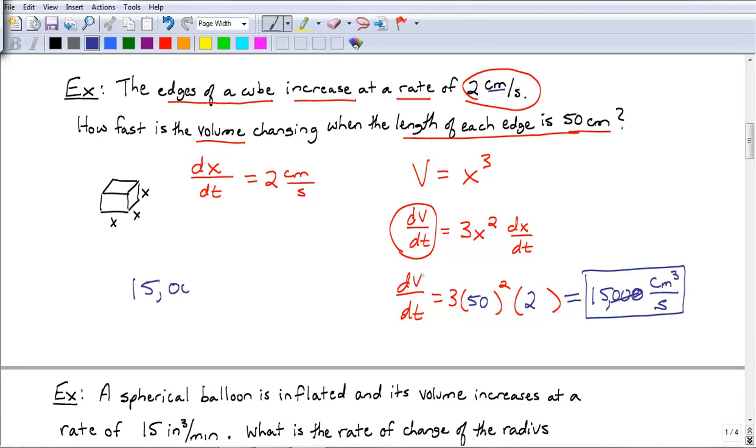Notice how I got those units. V, volume, is on top, and volume units are centimeters cubed, because centimeters are my distance. T is on the bottom, and our T is seconds in this case. So that's a related rate problem. We get an equation that relates the variables, take the derivative with respect to t, and plug in.